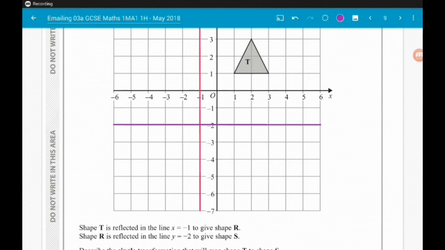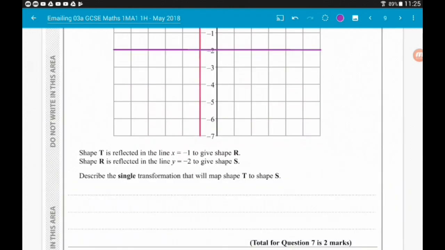Question 7. So we got this triangle here, which is called shape T. We're told shape T is reflected in the line x equals minus 1 to give shape R, and then shape R is reflected in the line y equals minus 2 to give shape S. We are asked to describe the single transformation that maps T onto S. So it's only 2 marks, which is a bit tight.